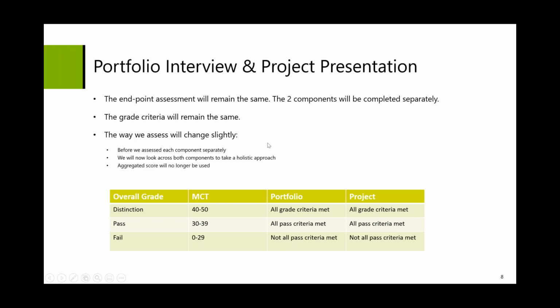So the aggregated score will no longer be used. Whereas before we added up the grades to see what the final score was out of 250, this will no longer be used. It will all be done on meeting all pass criteria or all distinction criteria.